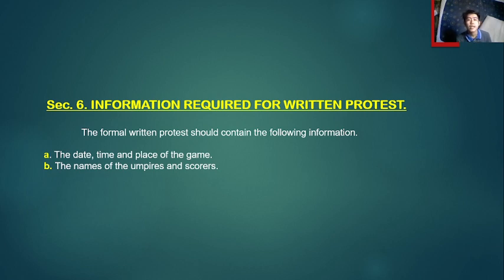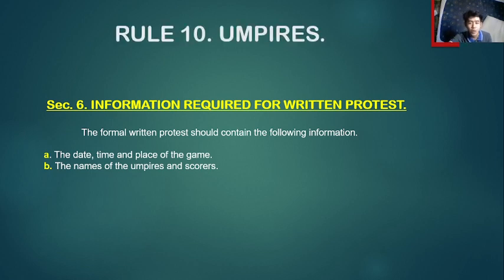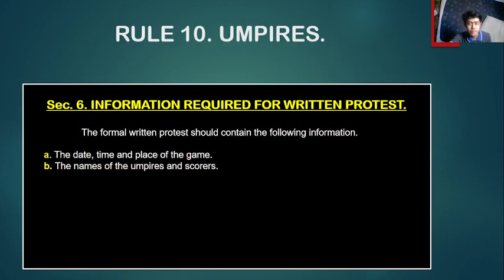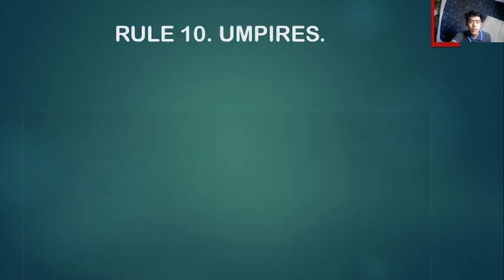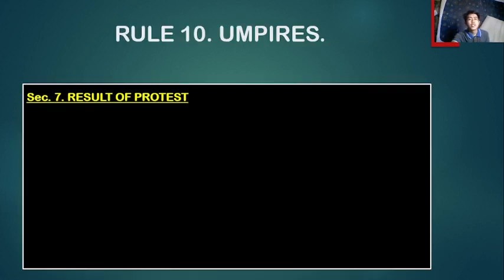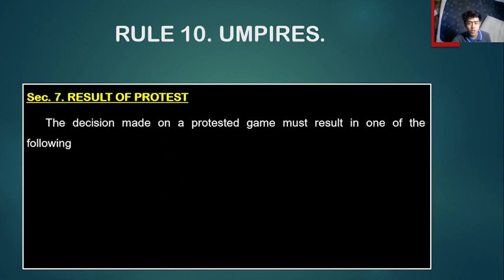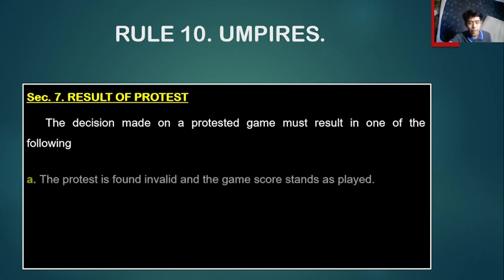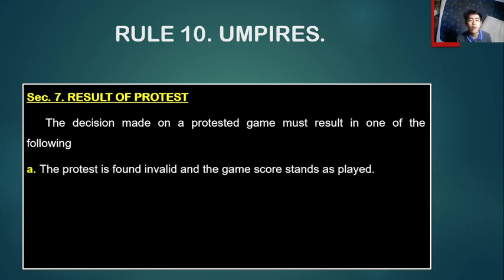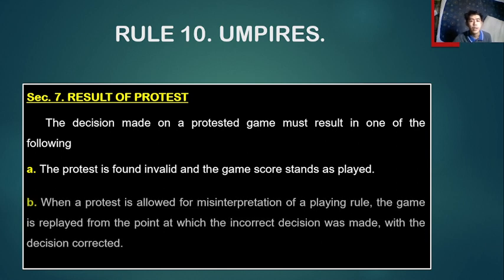Una, the date, the time, and place of the game. Second is the names of the umpire and scorers. Next is the section 7, the result of the protest. So this decision made on a protested game must result in one of the following. Una, the protest is found invalid and the game score stands as played.